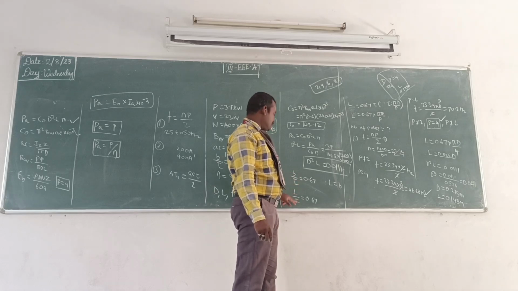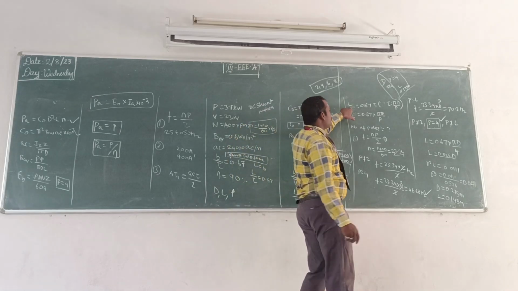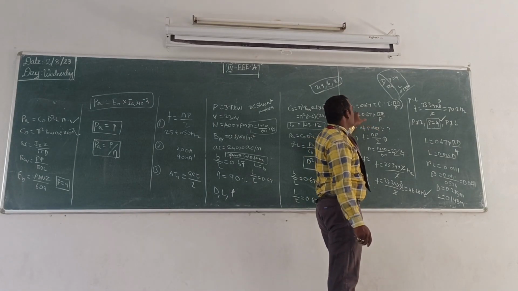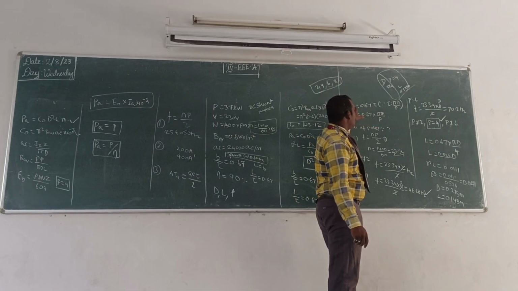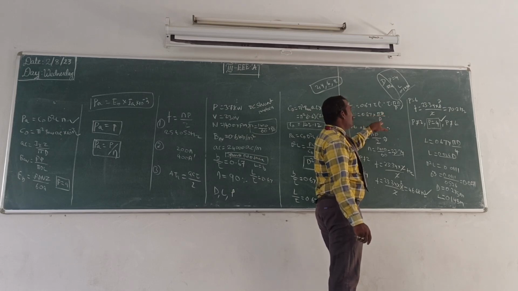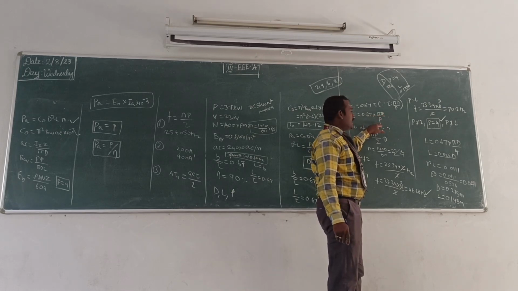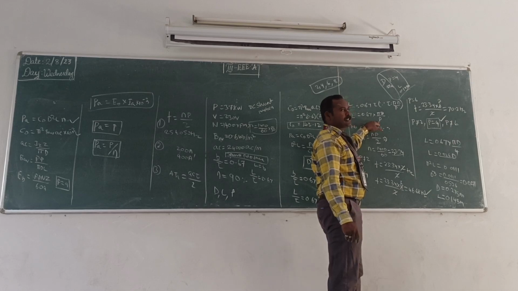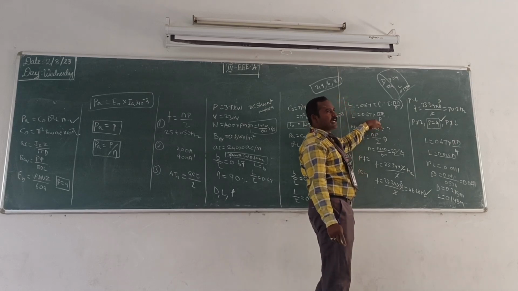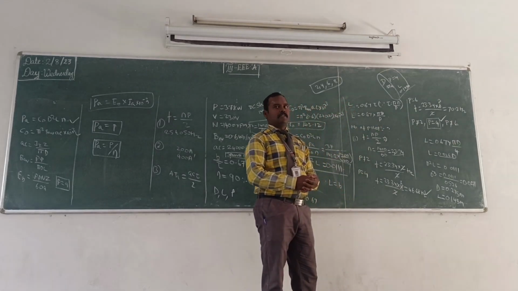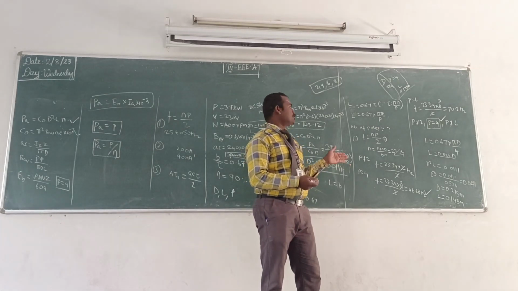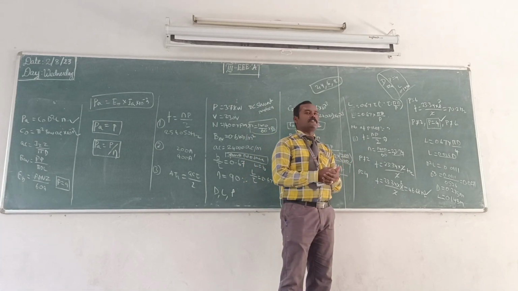So the value is given. From that we can find the L value in terms of D. The L is the length of the machine. So the length should be equal to 0.67 into pi D by P. But in your problem, they have not given the poles. They are asking you to find the main dimensions as well as the number of poles, right? So while you are finding the number of poles, you need to use this formula. That is the first condition.